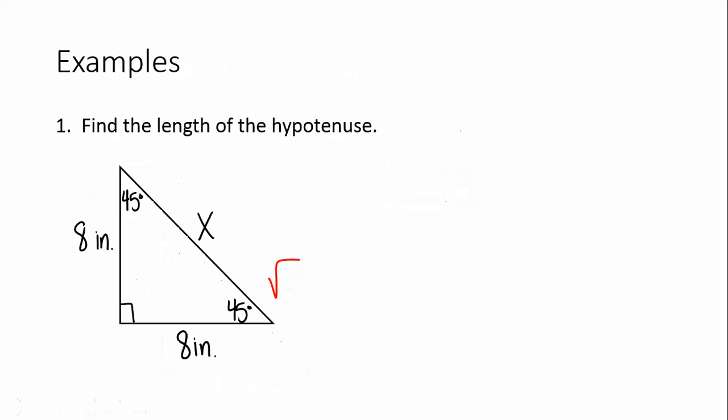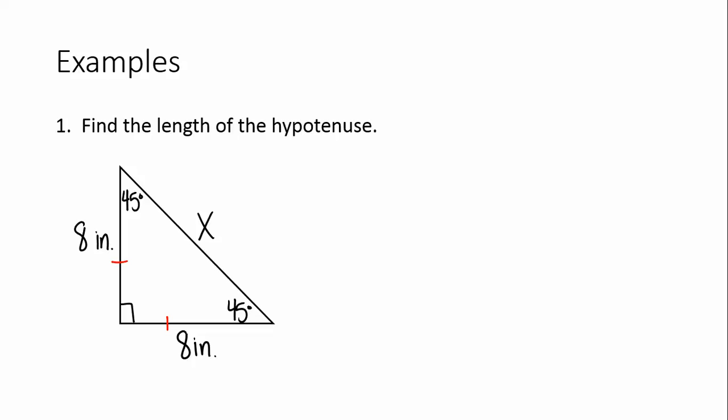So let's look at another example. Please make sure you're drawing these triangles in your notes. So here we want to find the length of the hypotenuse. It is a 45, 45, 90 right triangle. We know that the two legs are the same length. They are both 8 inches. And those red dashes indicate that those side lengths are the same, or congruent.